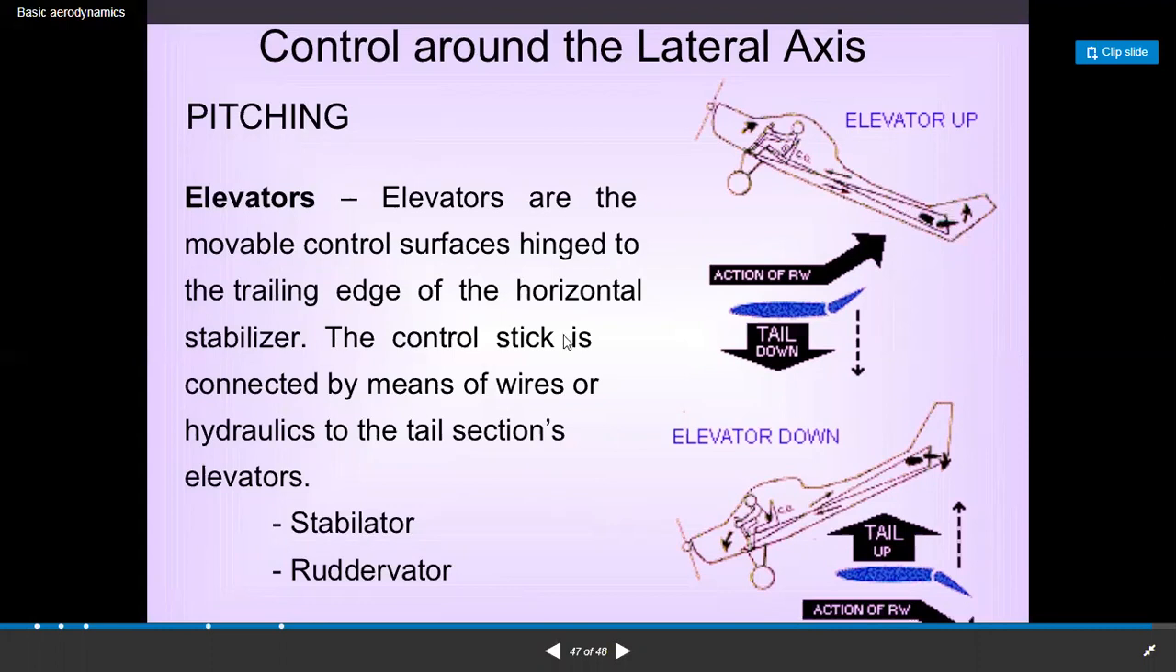So, stabilator or ruddervator. What are the stabilator and ruddervator? Rudder plus elevator together is called a ruddervator. That is a component where both the rudder and elevator are combined into one.